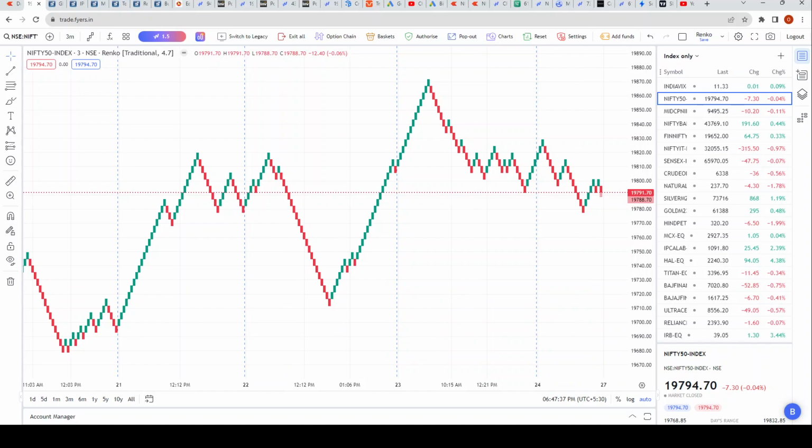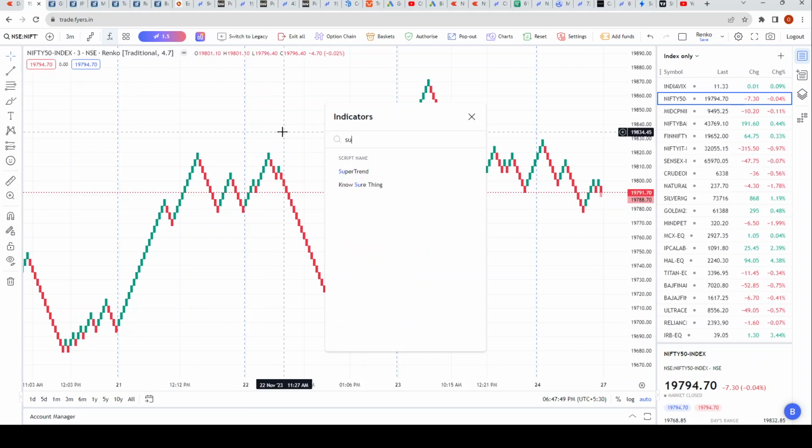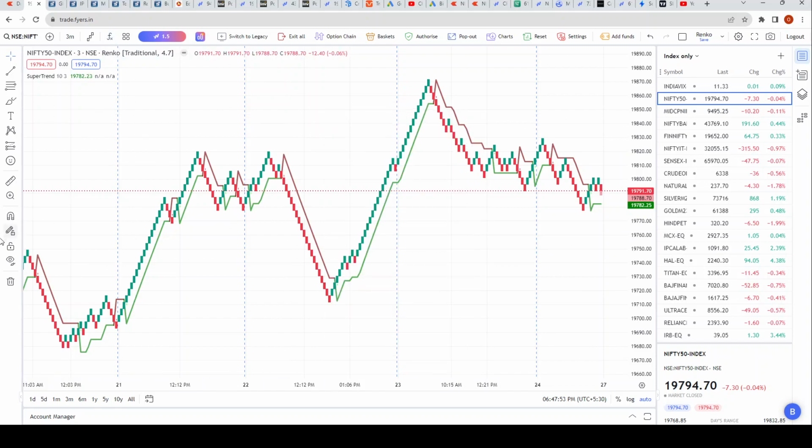You can probably add 2 indicators that I would suggest. The first one is Supertrend. Usually Renko does not require indicators, but if you want to put a couple of indicators, one I can suggest is Supertrend. Again, let the Supertrend be in its original format, don't make any changes. All right, so one indicator that you can use is Supertrend.